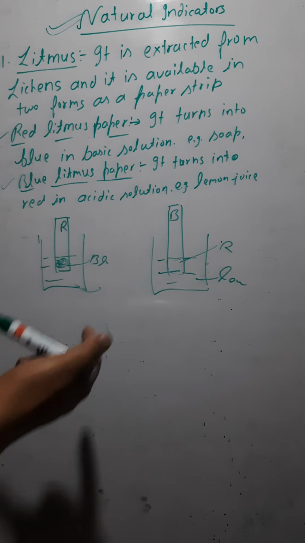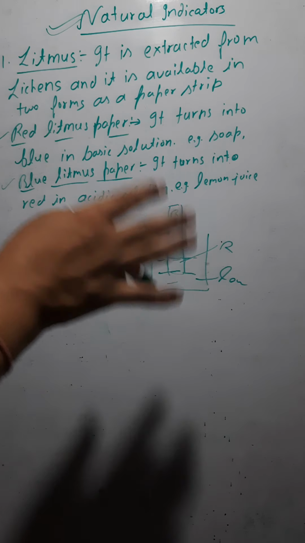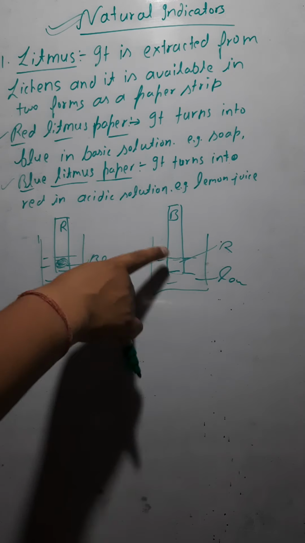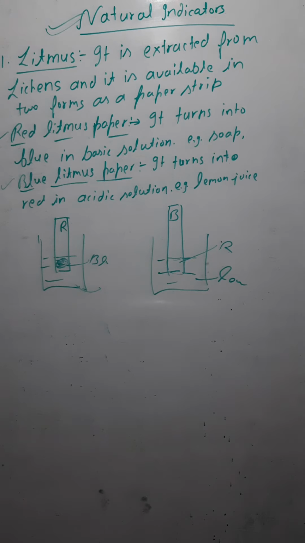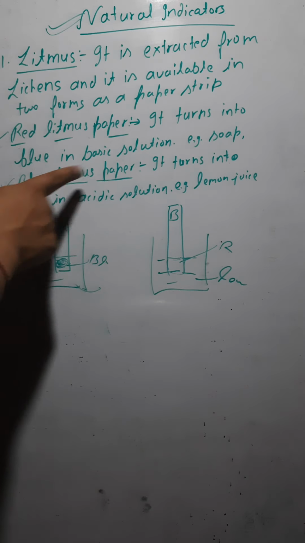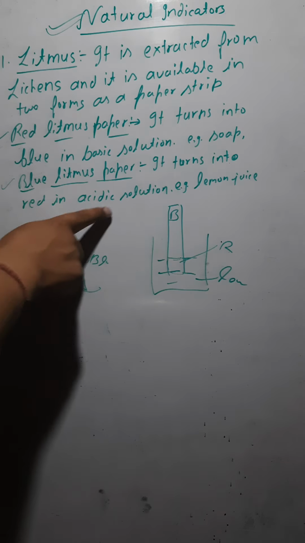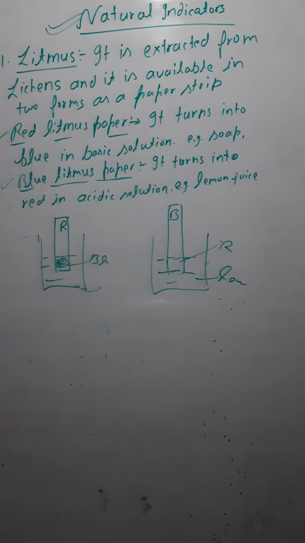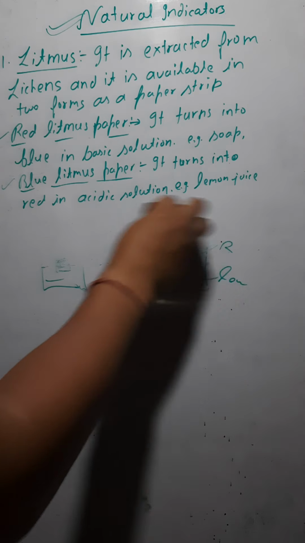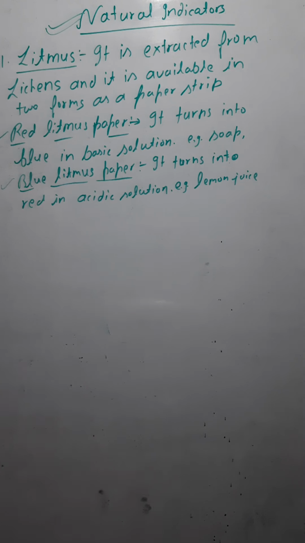Now if this is so, then you would say that the given solution is acidic. It implies the lemon juice is acidic in nature. So we can say that blue litmus turns red in acidic solution. This is how we can find whether the given substance is acidic or basic with the help of the indicator, litmus paper. So this was the first indicator, the litmus paper.